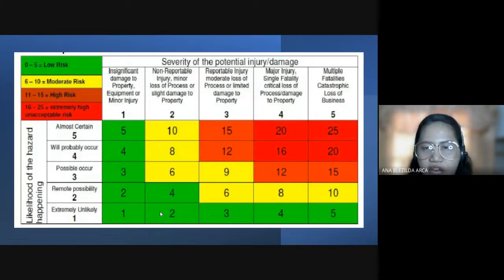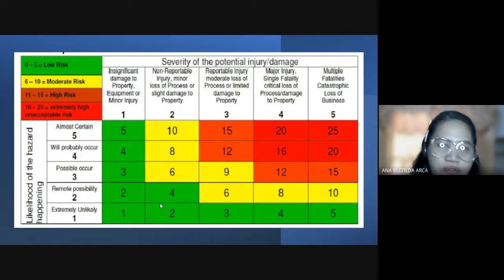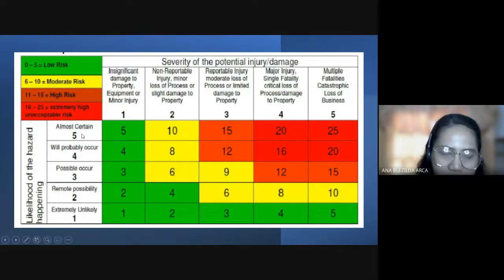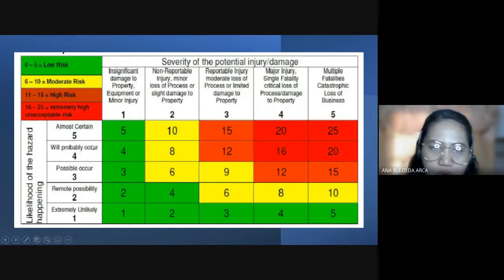And then, you can also actually assess yung mga potential damage or injury na pwede mong makuha based on those hazards, di ba? For example, exposure to COVID-19, di ba? If ever kung certain ka na yes, you will be exposed to COVID-19, so dito ka sa 5, almost certain. Ano yung risk mo, di ba?